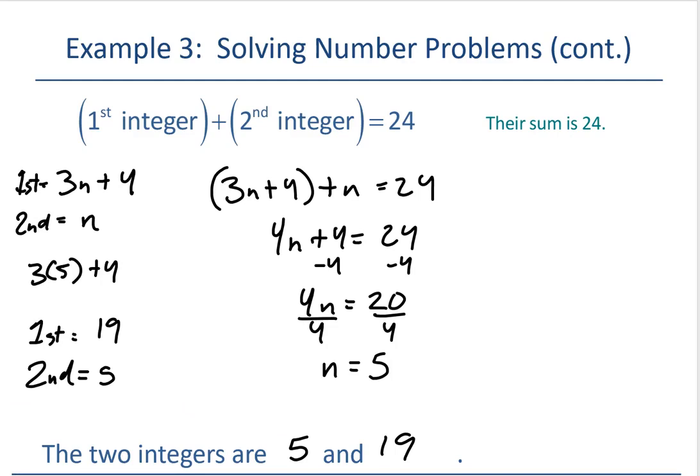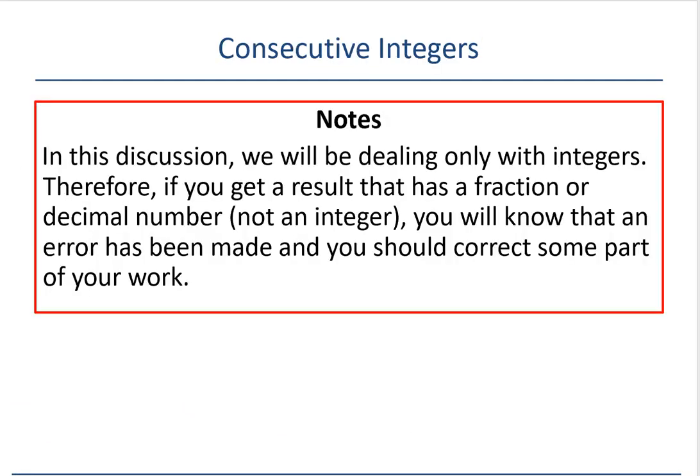So it gives us a note here. In this discussion, we'll be dealing only with integers. Therefore, if you get a result that has a fraction or decimal number, not an integer, you will know that an error has been made and you should correct it. Okay, basically says don't end up with a fraction. If you end up with a fraction, you did something wrong.